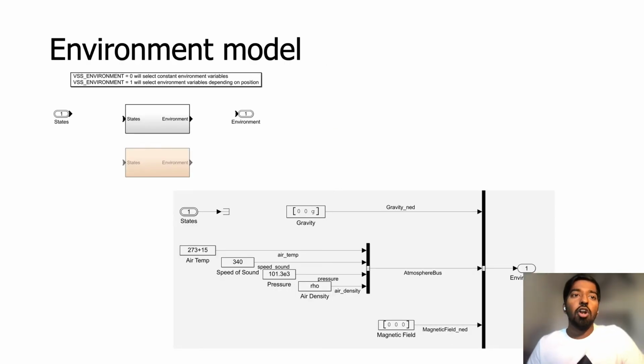This is inside the environment model. It also uses the variant subsystem approach. It has two models, one is the constant environmental variables and the other one is variable environmental variables. We are using the constant one here because the air pressure, density, and everything is constant since we are just a little bit above the ground.